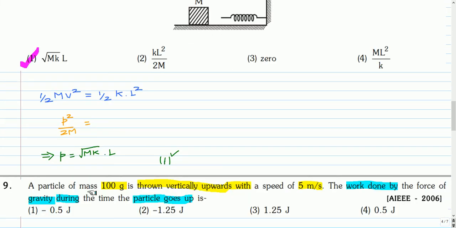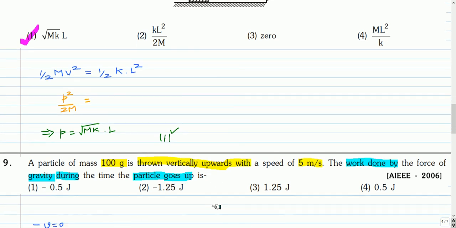This is the next question. A particle of mass 100 grams is thrown vertically upwards with a speed of 5 meters per second. The work done by force of gravity during the time particle goes up is. Here is the solution.